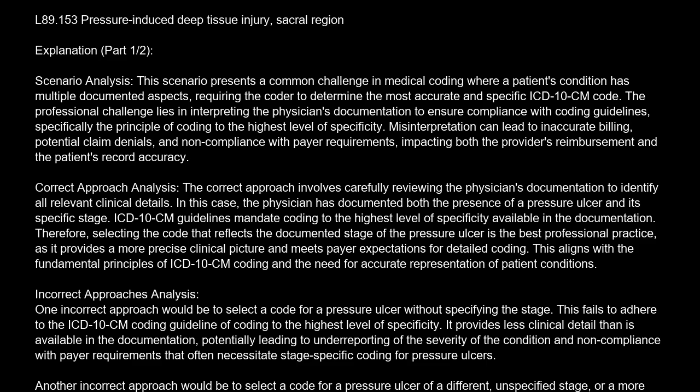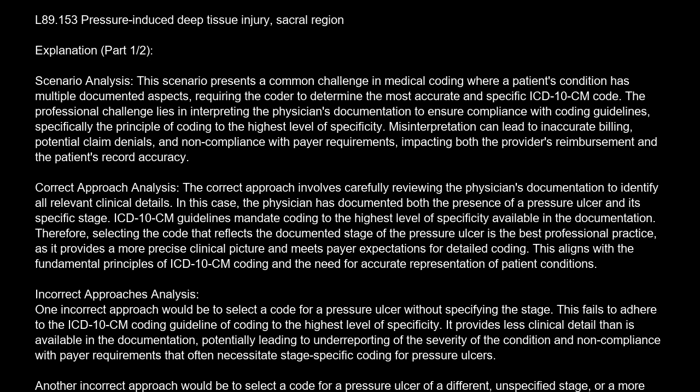The correct approach involves carefully reviewing the physician's documentation to identify all relevant clinical details. In this case, the physician has documented both the presence of a pressure ulcer and its specific stage. ICD-10-CM guidelines mandate coding to the highest level of specificity available in the documentation. Therefore, selecting the code that reflects the documented stage of the pressure ulcer is the best professional practice, as it provides a more precise clinical picture and meets payer expectations for detailed coding. This aligns with the fundamental principles of ICD-10-CM coding and the need for accurate representation of patient conditions.